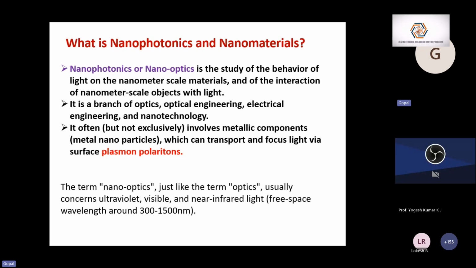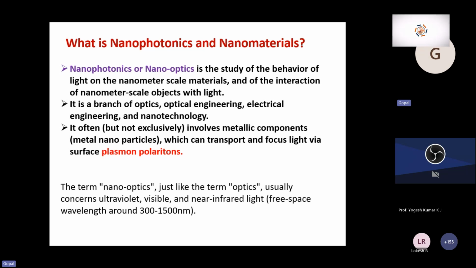So this is the advantage. It is more interdisciplinary: optics, optical engineering, electrical engineering, nanotech, and I don't say others are not involved, many other areas too. People can come up with different ideas once people with different backgrounds get together.